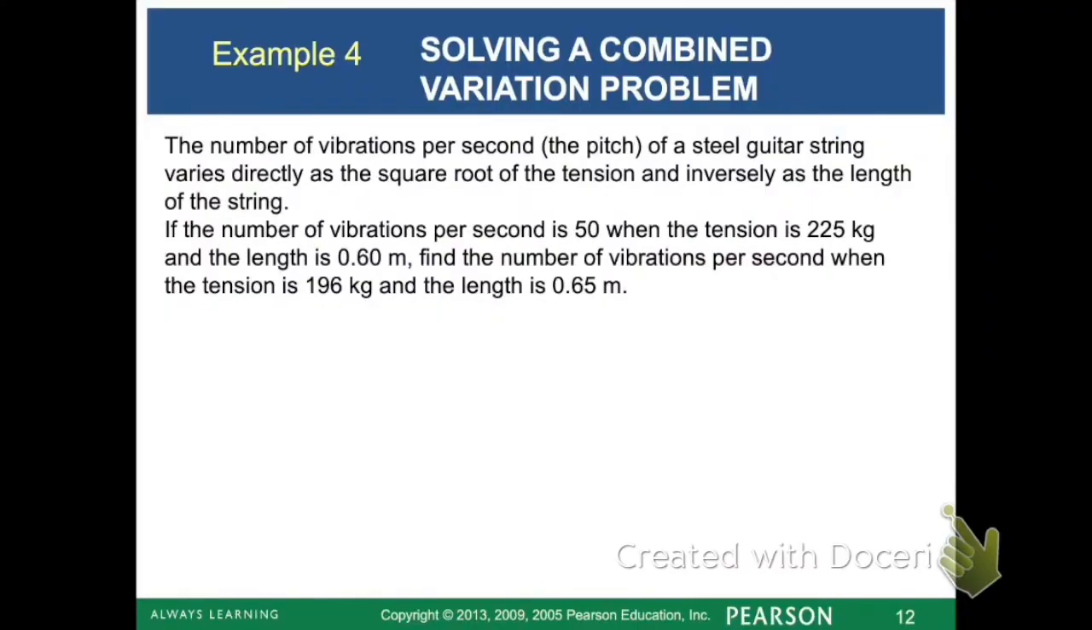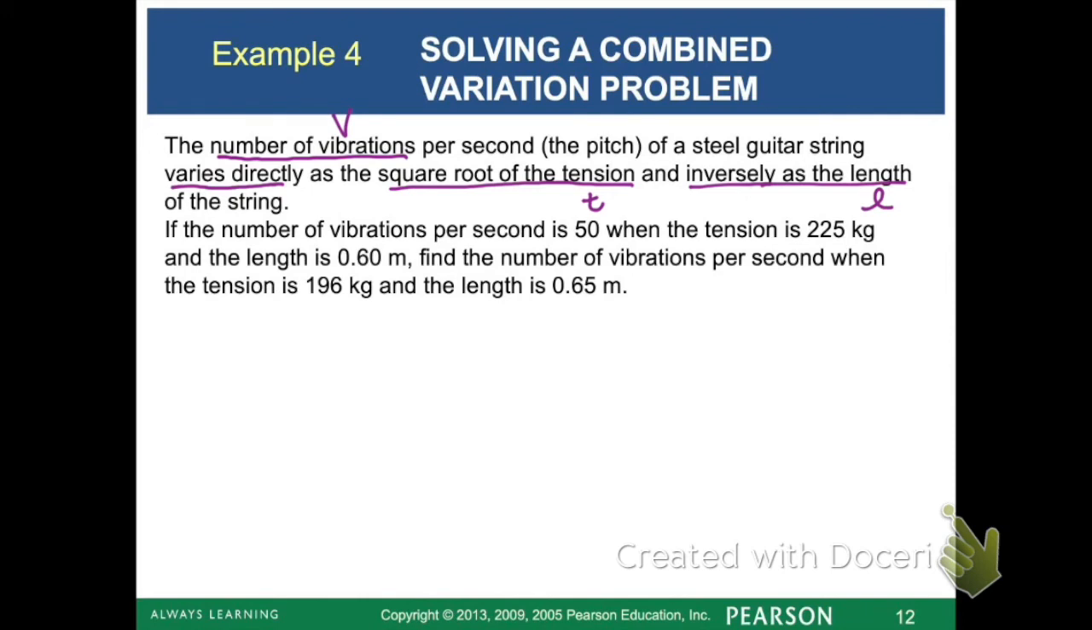Example 4, solving a combined variation problem. The number of vibrations per second of a steel guitar string varies directly as the square root of the tension and inversely as the length of the string. So I'm going to take this first sentence right here. I'm going to call vibrations the variable V, tension I'm going to use T, and length L.